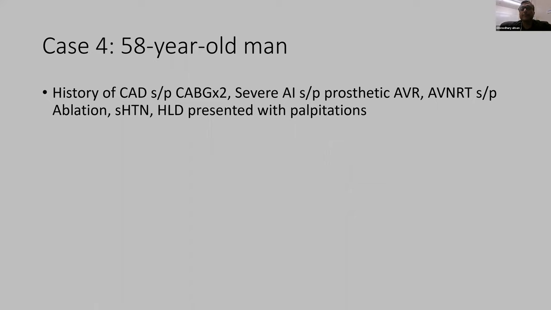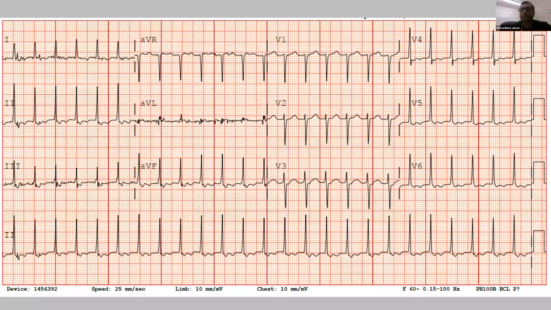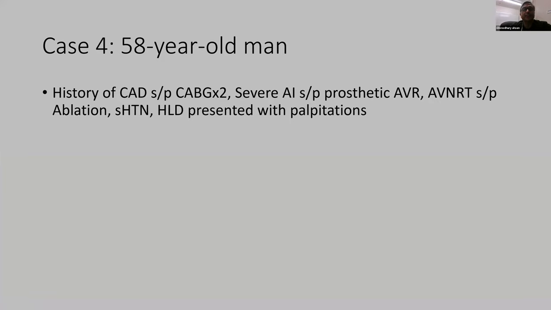So the patient has CABG and then a prosthetic valve for severe AI, and then post-op went into this rhythm. This is a 58-year-old.